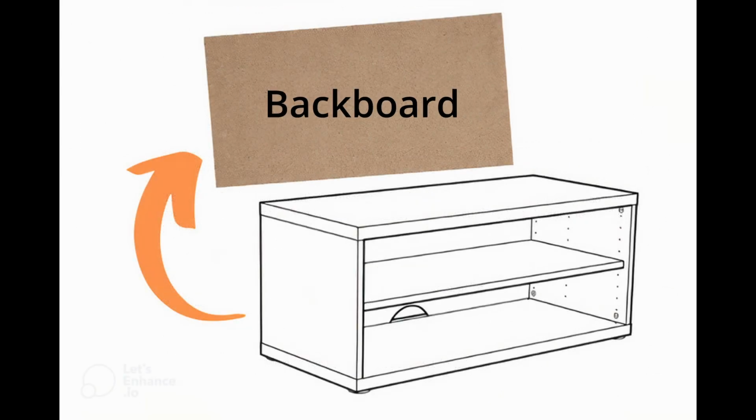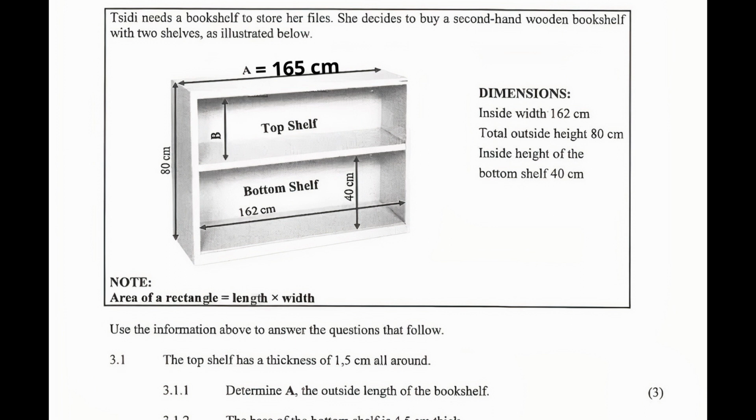As a side note, a backboard is a thin board attached to the back of a shelf or a cupboard that helps to keep the shelf square and prevents the shelf from folding in on itself. From the illustration in question 3, the shape of the bookshelf is rectangular, so the backboard will have the same shape and dimensions as the outside dimensions of the bookshelf. We are given a formula for the area of a rectangle in the note as length multiplied by width.